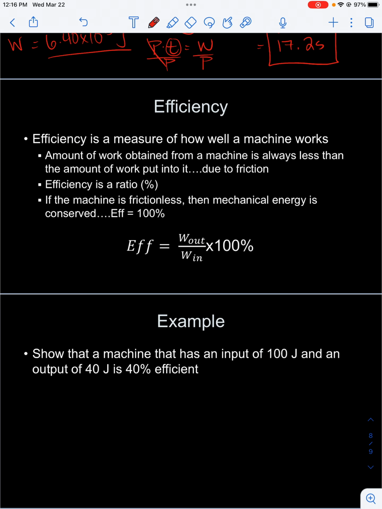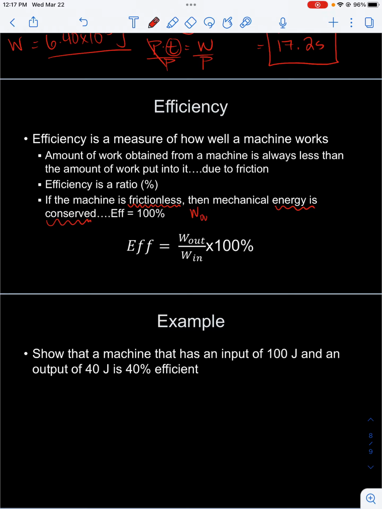All right, the last thing that we're going to go over is efficiency. All efficiency is, we're still talking about machines. We want to know how efficient a machine is, how well it works. We've been talking about the conservation of energy and all that kind of stuff. So if we were to have a frictionless system, no friction, we know that energy is conserved in a frictionless system. So that means that no energy would be lost to the surroundings.